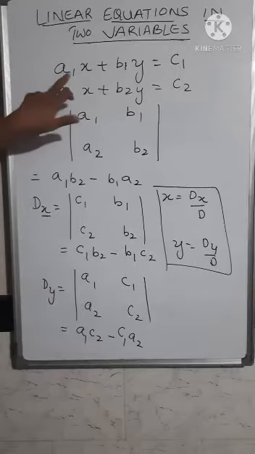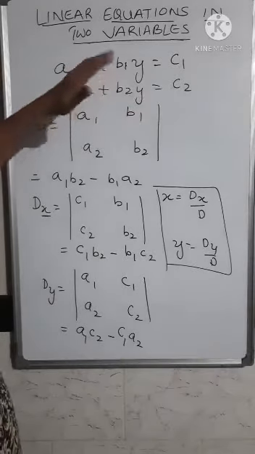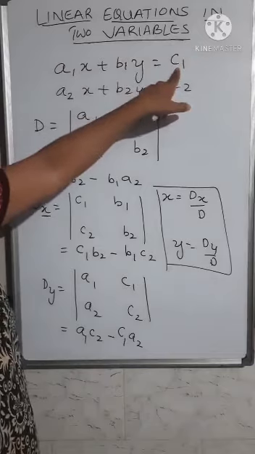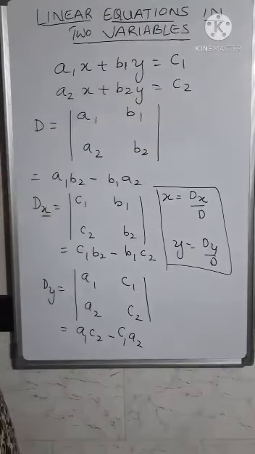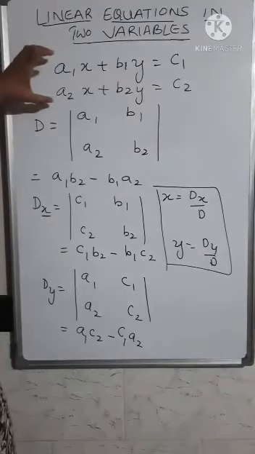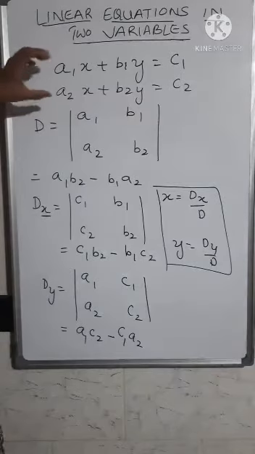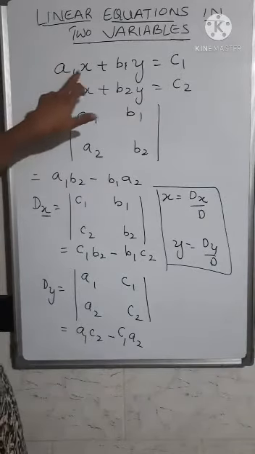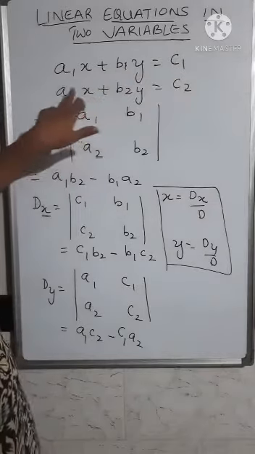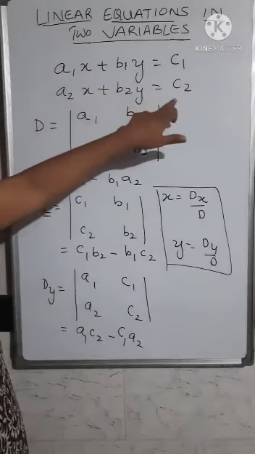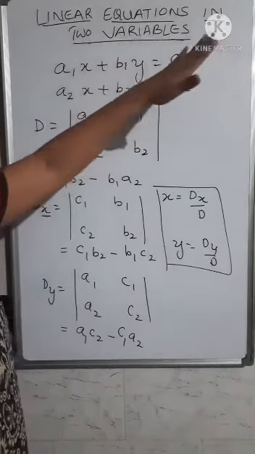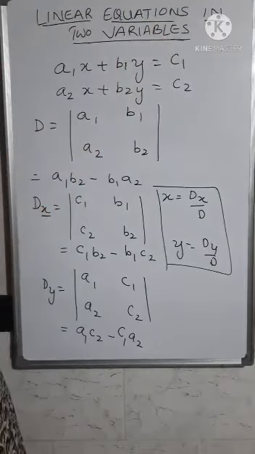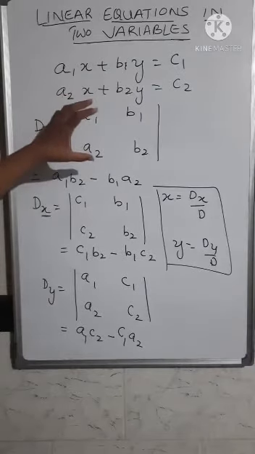One thing to keep in mind: whenever the equation is given, take the constant to the other side. The constants in both equations will be towards the right hand side of the equal sign. This is the standard form of the linear equation when you solve using Cramer's rule: a1x plus b1y equal to c1, then a2x plus b2y equal to c2. Suppose the constants are on the left side, you have to transfer them to the right hand side and then write down the values of a1, a2, b1, b2, c1, c2. You can remember this in the form of a formula.